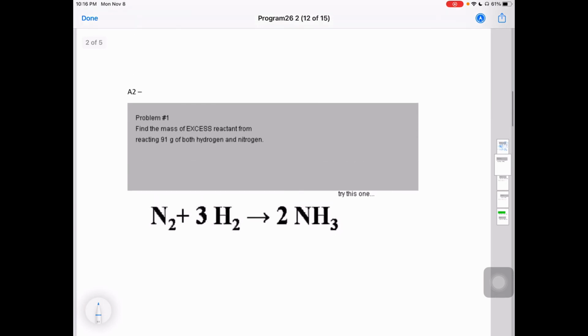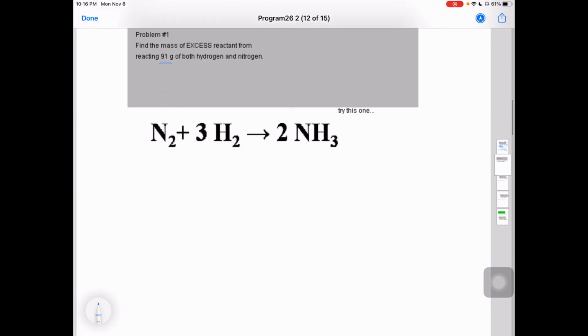Okay, now we're going to do another problem. So this is example 2. Find the mass of excess reactant from reacting 91 grams of both hydrogen and nitrogen. So again, I'm going to put a little have, need, okay? And again, I'm going to convert the 91 grams of nitrogen.